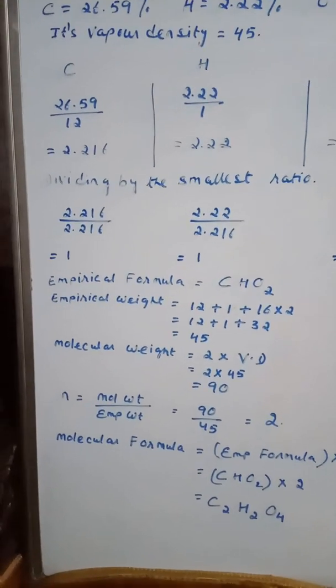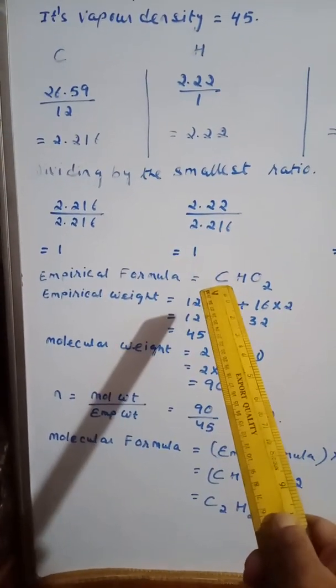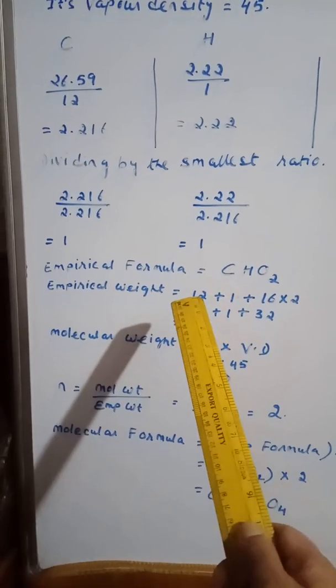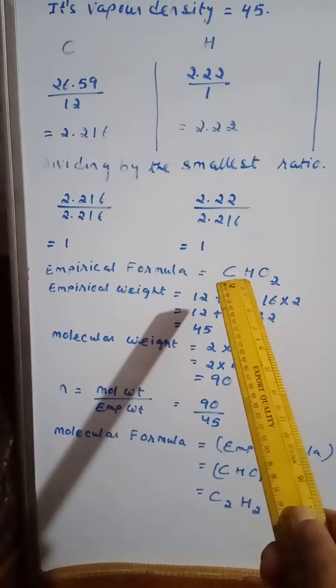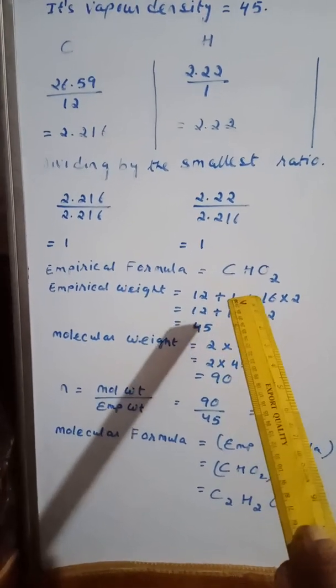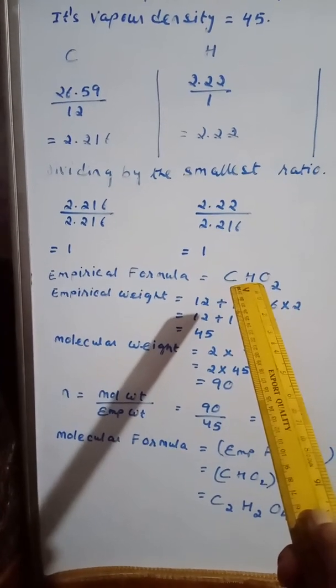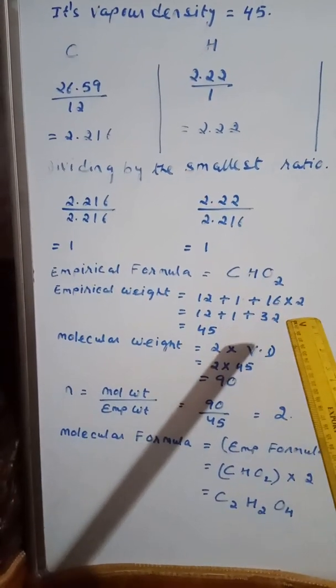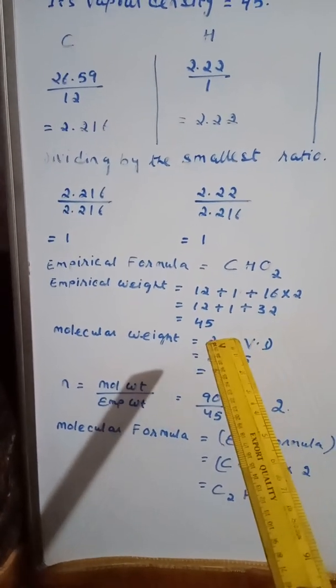After doing this, what we need to do is calculate the empirical weight. To calculate the empirical weight, the atomic mass of carbon is 12, and I have only one atom, so 12, plus the atomic mass of hydrogen is 1, and I have only one atom, so 1, plus the atomic mass of oxygen is 16, but since I have two atoms of oxygen over here, so 16 into 2. So 12 plus 1 plus 16 into 2, which is 32, will give us 45.